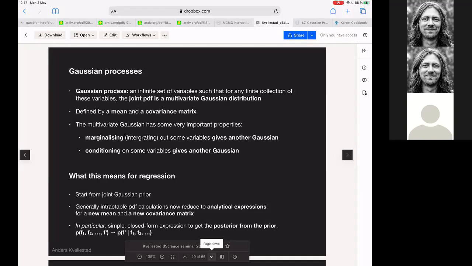And since the Gaussian is defined by the mean and the covariance, there are analytical expressions that take your mean and covariance for the prior and give you the mean and covariance for the conditional or marginal distribution. So suddenly this problem of working with an infinite PDF becomes tractable, because we're only using finite subsets and restricting to the Gaussian case.